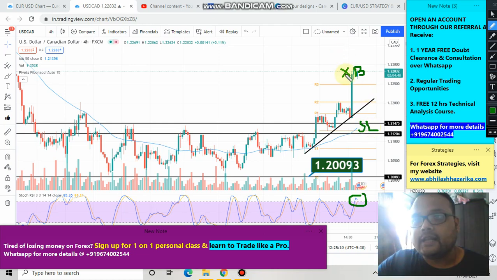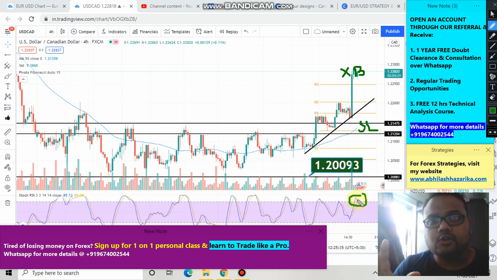Therefore, this is not the ideal position. So your only ideal position in this market will be to wait for a pullback or wait for the retracement. For that, keep your eyes on the stochastic RSI.